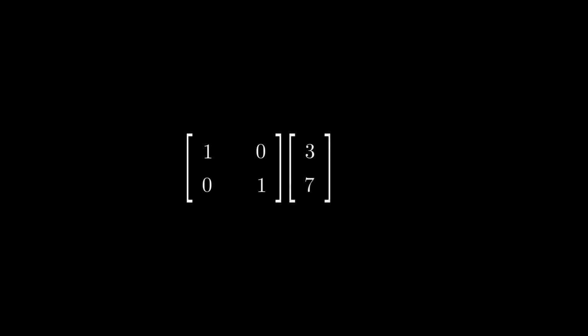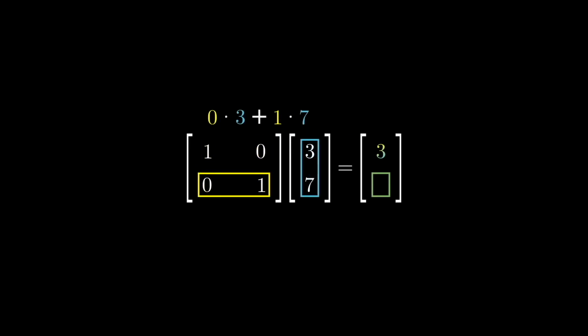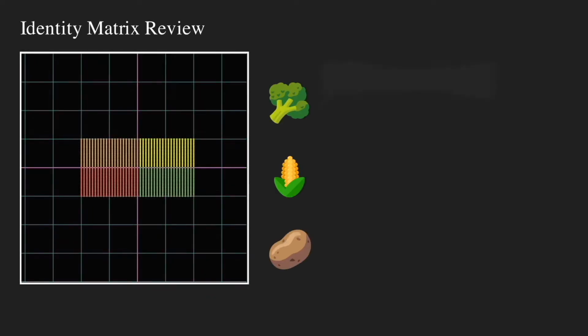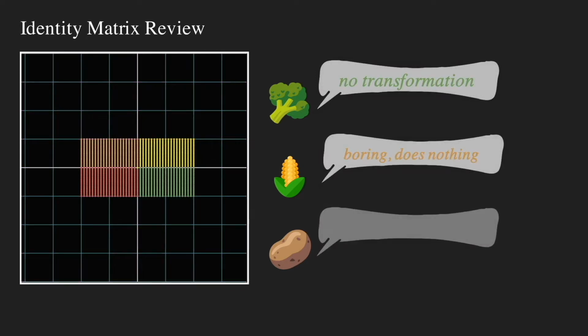But this actually makes sense. If you multiply any vector with the identity matrix, you get the same vector back, so there will be no movements of the dots at all. If we try to label every matrix with a tag, what would be the tag for the identity matrix? Well, I say it would be no transformation, or does nothing, boring.